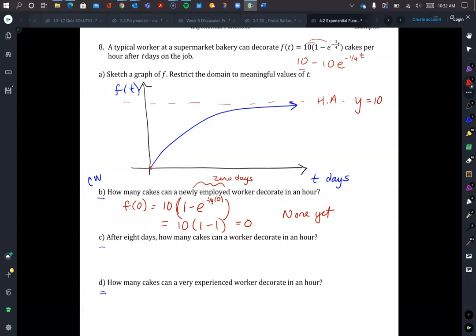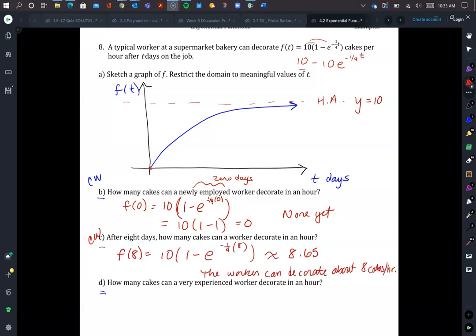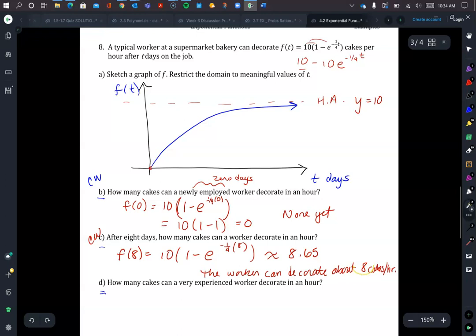So for C, after 8 days, how many cakes can a worker decorate in an hour? So go ahead and pop 8 in there for t, and then check back. So the answer I got for this one, I just crunched it in my calculator, was 8.65. So the worker can decorate about 8 cakes per hour. That's what the f of t represents. So I rounded down, even though it's 0.65, because it's not quite 9 cakes, it was only 8 whole cakes.